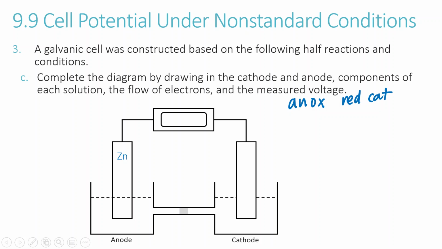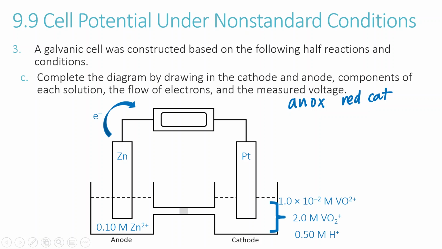Now, in my reduction, we don't have any solid. We don't have any electrode there, any metal that can act as an electrode. So we're going to need to use a platinum electrode. So this is just an inert electrode that facilitates the reaction. It's not going to react with anything, that's why it's called inert. And then we can go ahead and label both of these solutions with the ions and concentrations that they contain.